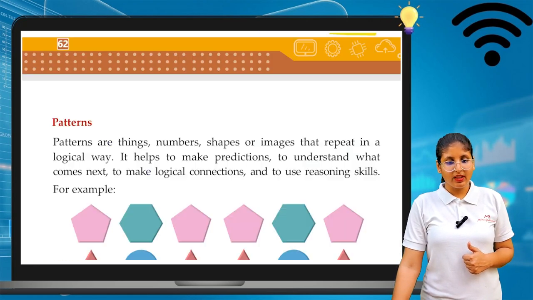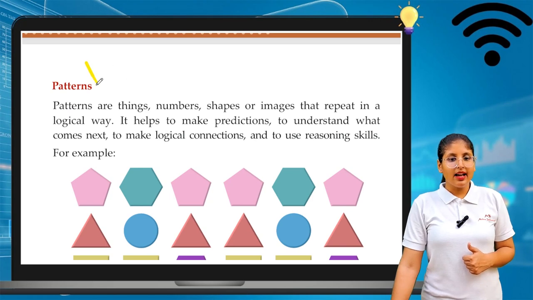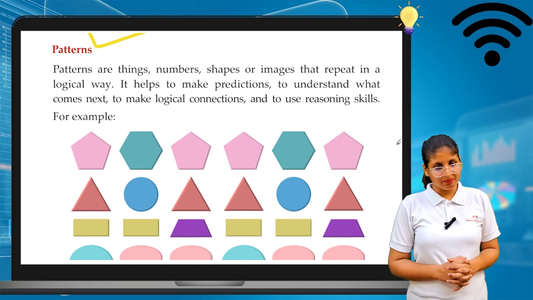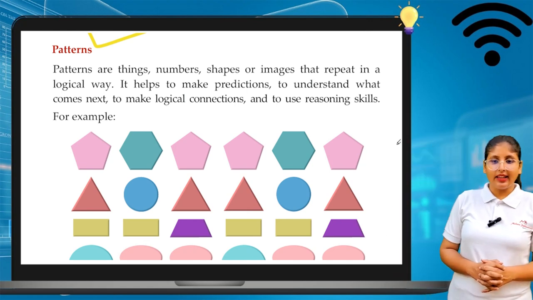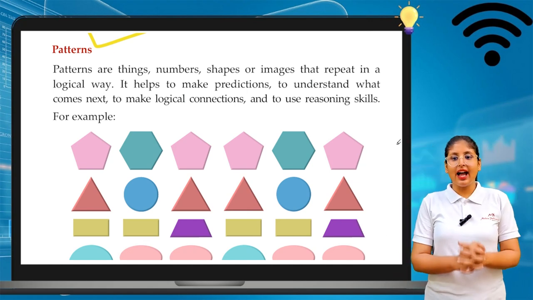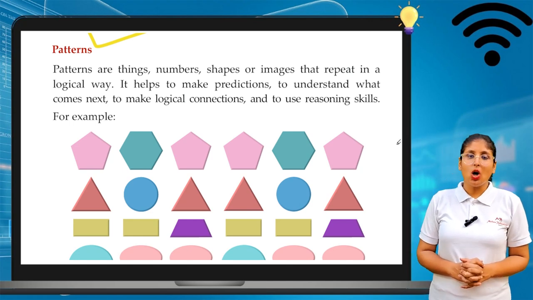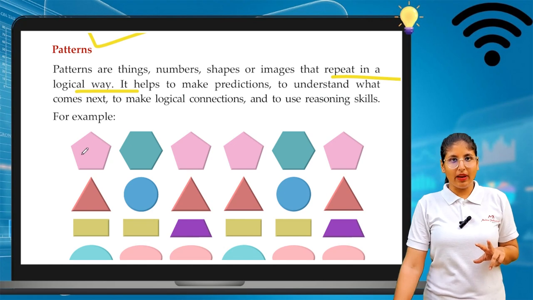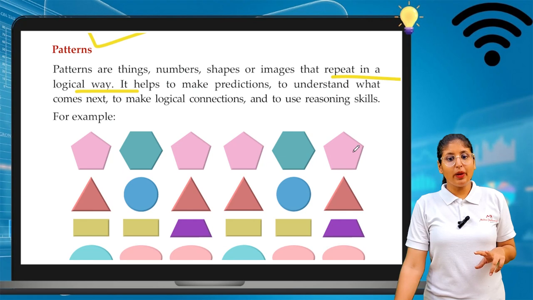Okay. Now, some patterns are also there. Can you see these beautiful patterns? Patterns are things, numbers, shapes, or images that repeat in a logical way. Can you see these shapes repeated like this? First one is a pink, then blue, then two pink, then one blue, then again two pink, one blue, two pink, one blue, like this.